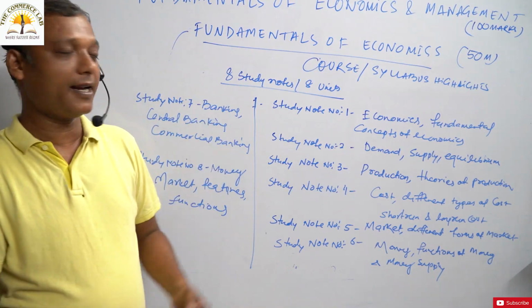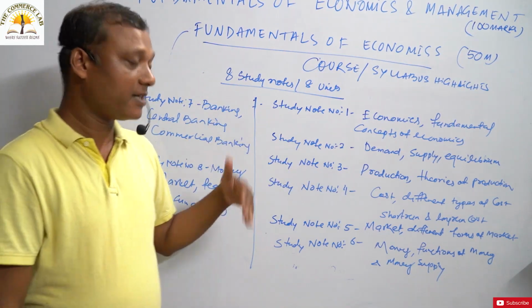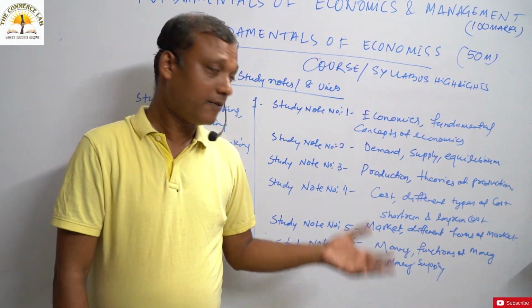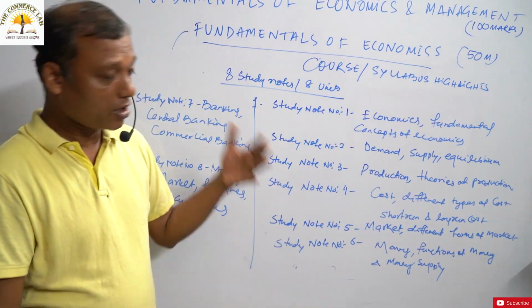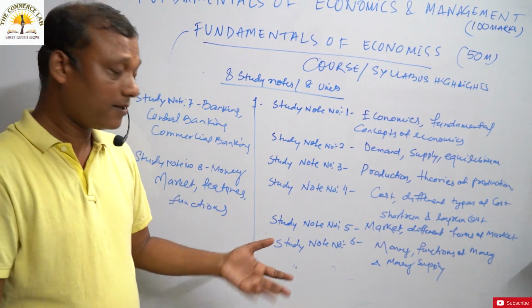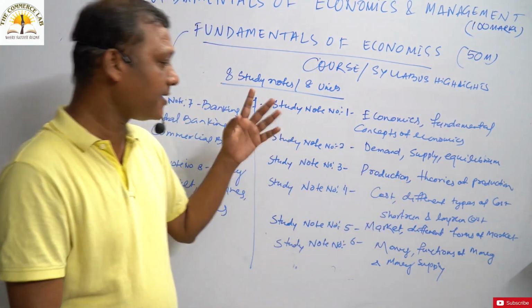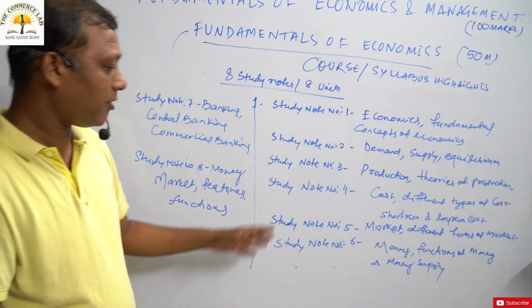Here you will study different types of costs: fixed cost, variable cost, semi-variable cost, opportunity cost, implicit cost and explicit cost. So you will study the different types of cost under this head, chapter 4 or unit 4.